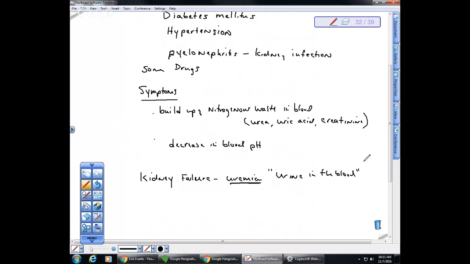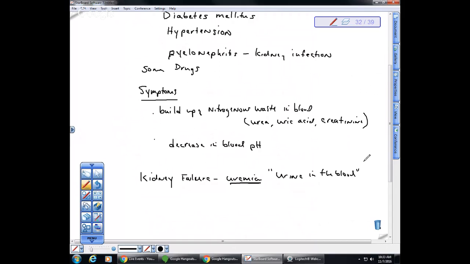So how does the nitrogenous waste in the blood and the change in pH affect the body? It makes people fatigue really easily. They tend to lose weight, right? They have muscle cramping because the ion concentration in their interstitial fluid is not being regulated. And then they also have mental disorders, right? So sometimes they get dementia-like symptoms because of kidney failure, okay?